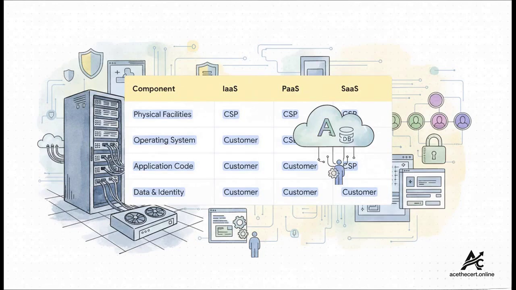Now, how much responsibility you have changes a lot depending on the service you're using. With infrastructure as a service, or IaaS, think of it like renting a virtual server, you manage pretty much everything from the operating system on up. With platform as a service, or PaaS, the provider handles the OS for you, so you just worry about your app and data. And with software as a service, SaaS, like Gmail or Salesforce, you're mostly just managing your users and what they can access.